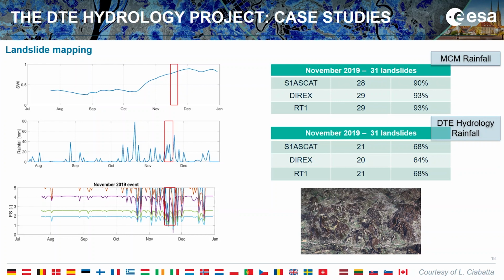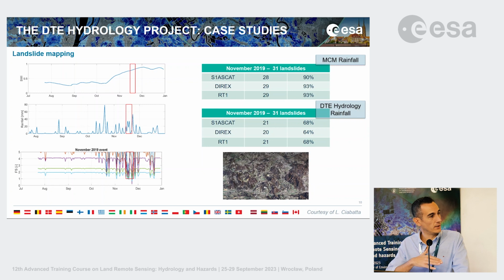Then on the right side there are tables summarizing basically the performances of the capability of detecting actually occurred landslides, because these predictions have been compared with actually occurred landslides. We can see, for instance, that MCM performs better than the other rainfall product. But apart from this, the message here is that you can implement this distributed in space and create a map of risk based on factor of stability as the one we were watching in the video.